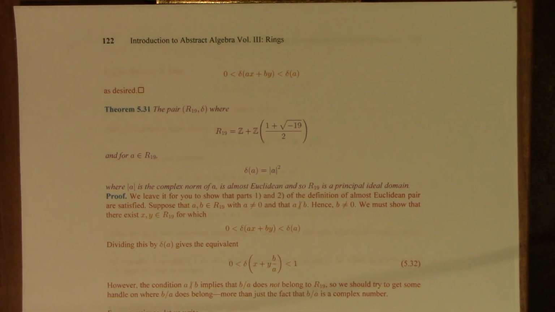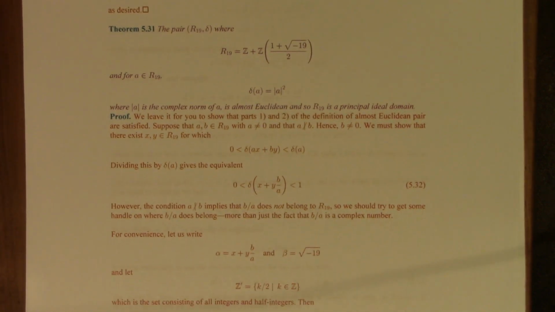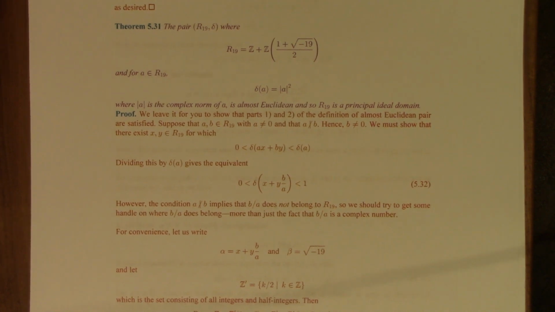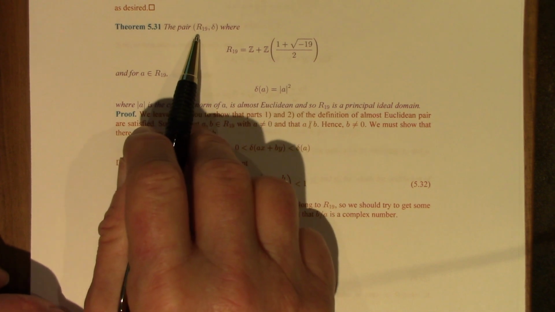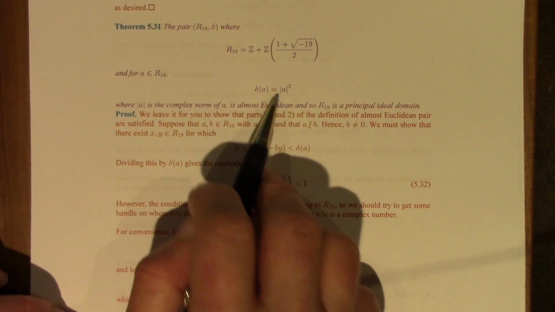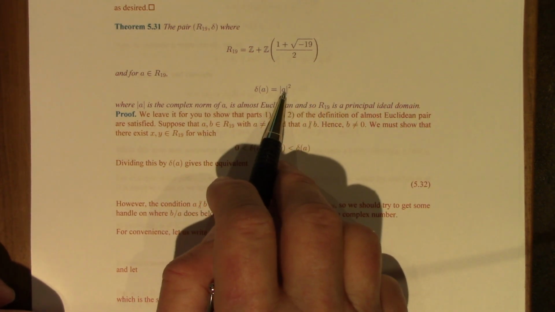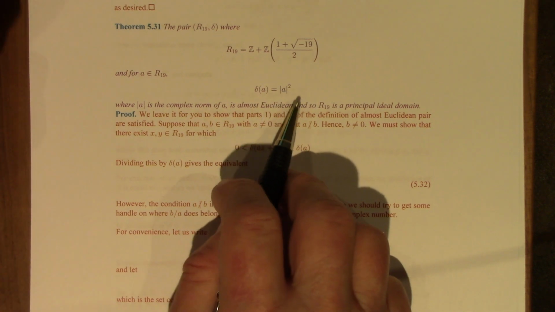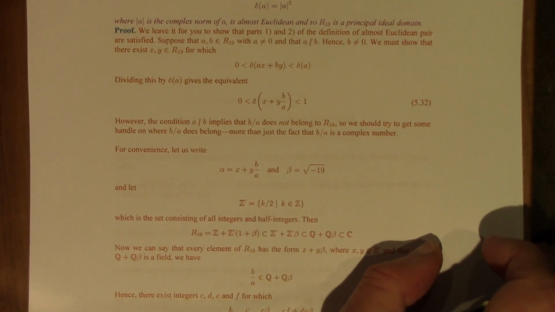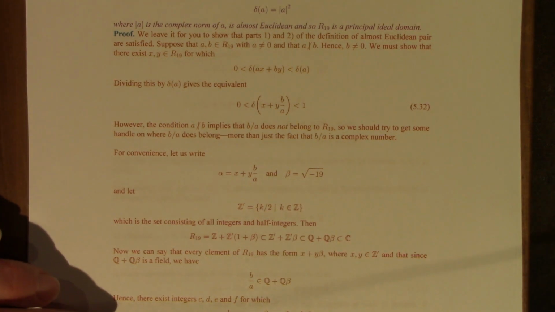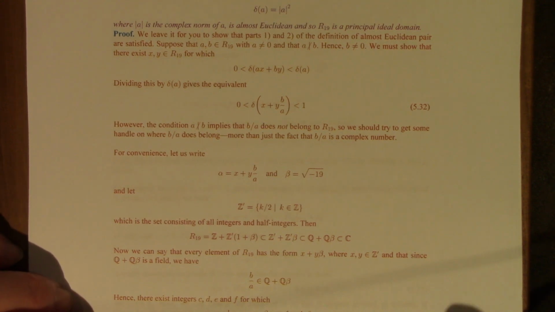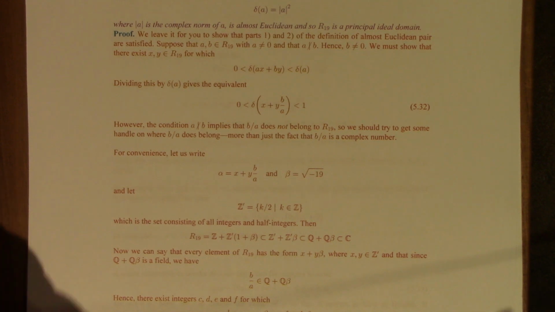Okay, so now we are ready for the main step. The pair (R19, delta), where delta is the usual norm, the square of the complex norm, is almost Euclidean, and therefore it is a principal ideal domain. So again, I'm going to leave parts 1 and 2 of the definition of almost Euclidean pair to you to sort out. And we'll get right to the core part.